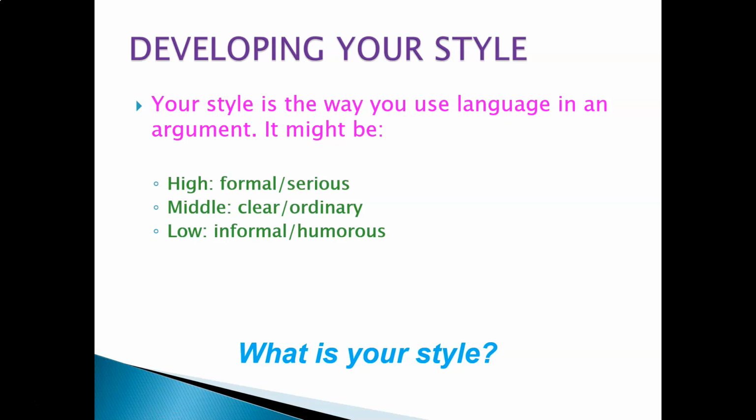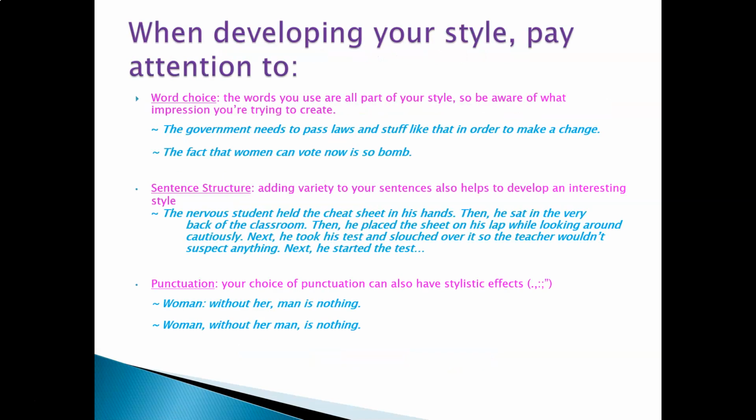Now, another important point to stress is that when you are developing your own style of writing, you want to pay attention to three things. Number one is your word choice. This is your diction. This is important to stress because the way that you use words, your vocabulary, is really going to be a reflection of the writing style that you have. Let me give you an example. Look at the first example here. The government needs to pass laws and stuff like that in order to make a change.